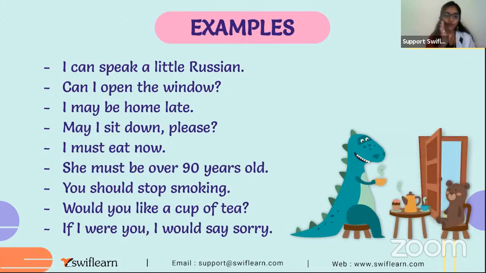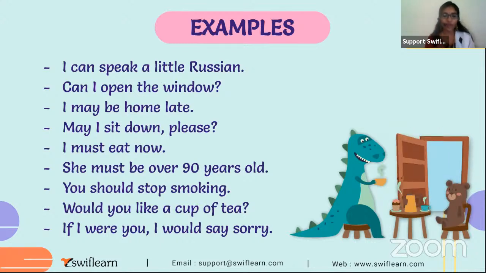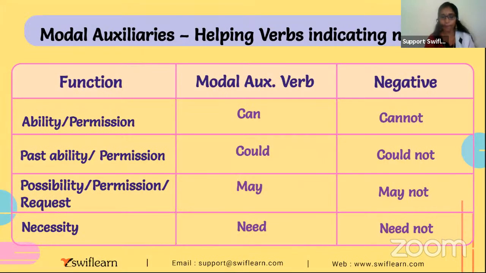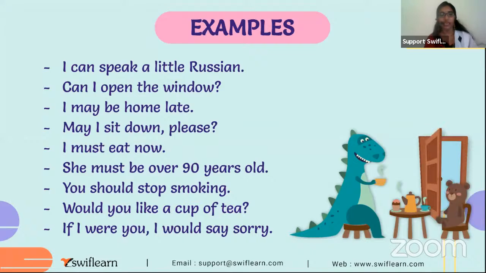Okay, you should stop smoking. Ordering. Okay, would you like to have a cup of tea? Yes. So would is asking for permission. If I were you, I would say sorry. So where do we use would? Yes. Whenever we are saying another condition, there we use would.